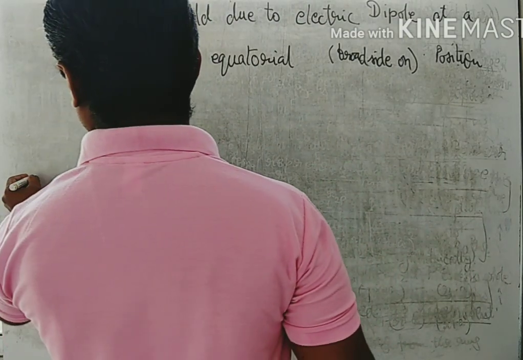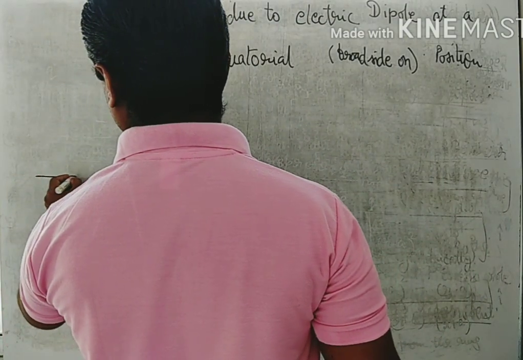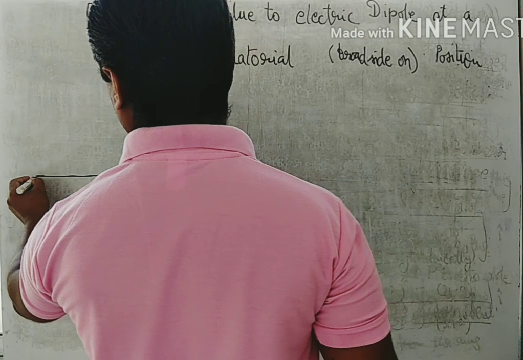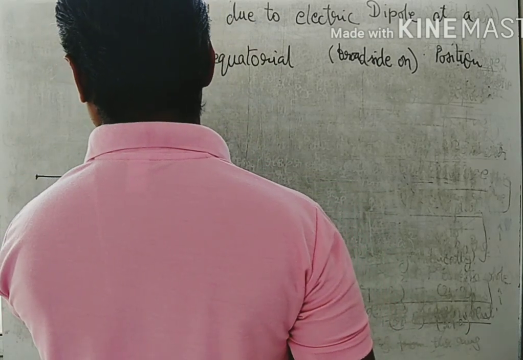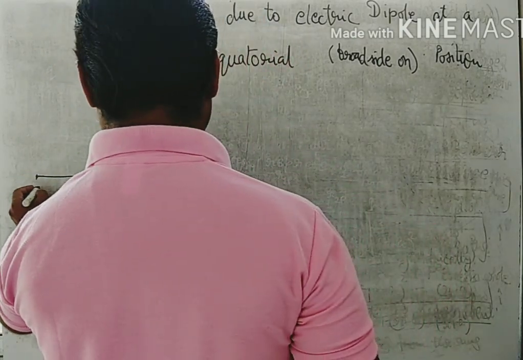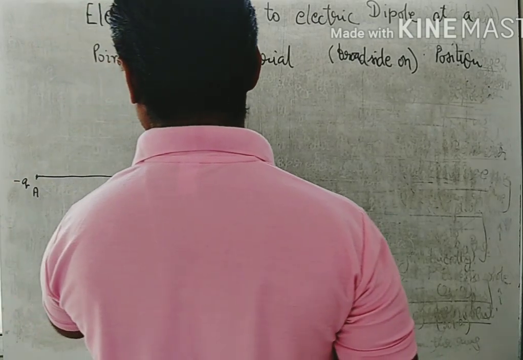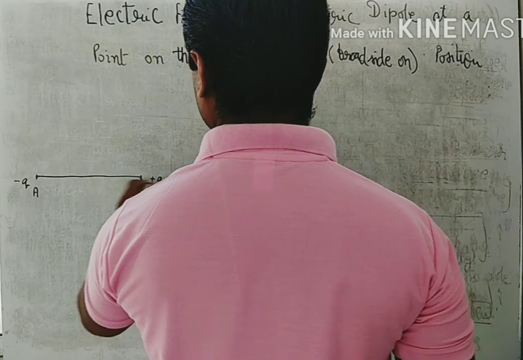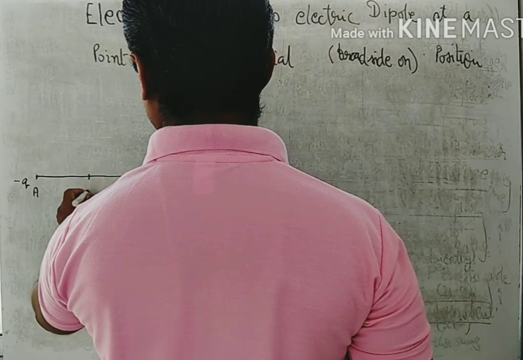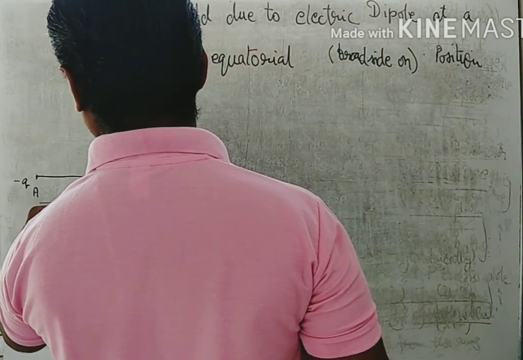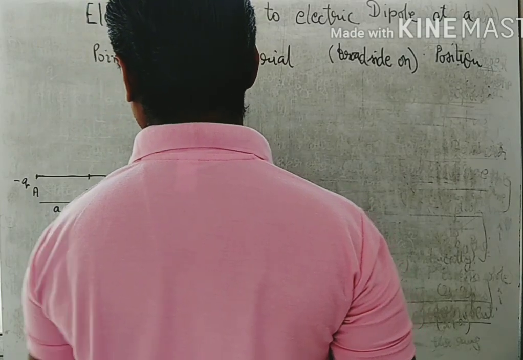Okay, so let's draw the diagram first. Suppose this is our dipole formed by two opposite charges. At point A, a minus Q charge is present, at point B a plus Q charge is present, and this is the midpoint of the dipole. Half of the length of the dipole is A, and another half is A.